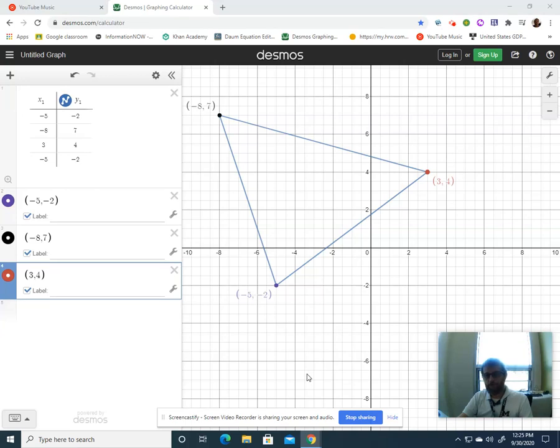Hey guys, just going to do an example of rotating a shape since they were doing rotations. Then I'm going to talk about reflections. I'm going to do both of them really quickly just to kind of deal with rotations and reflections. Hopefully I can get it in one video.